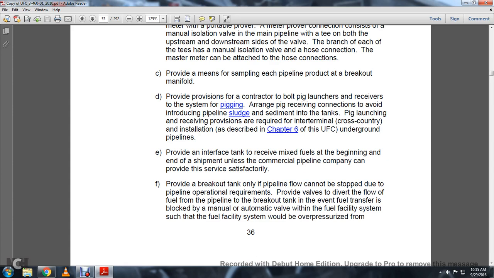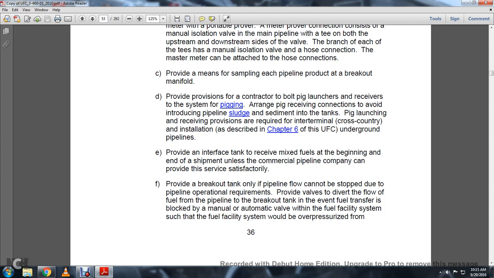C. Provide means for the sampling of each pipeline product with the breakout manifold. Provide provision for the contractor-bolt pig launchers. Provide receiving systems for pigging, with pig launching and receiving connections, to avoid introduction of pipeline sludge and sediment into the tanks. Pig launching and receiving provisions are required for the internal cross-country installation as described in Chapter 6 of the Unified Facility Criteria.